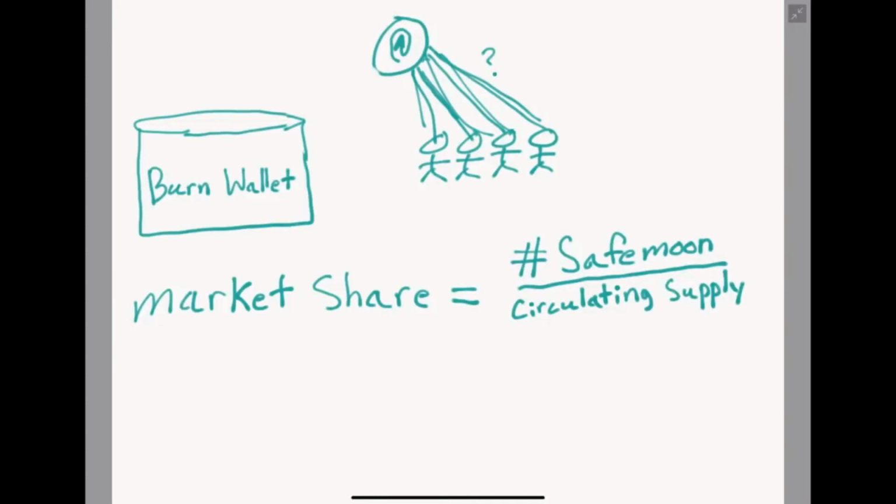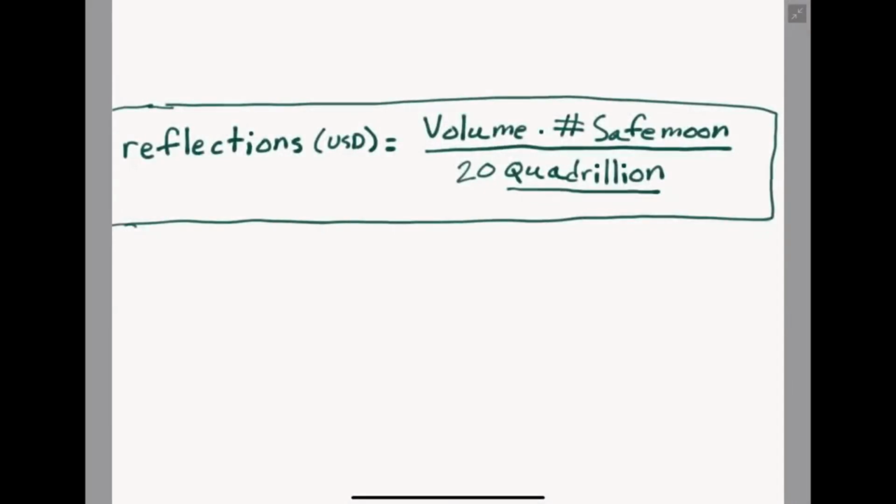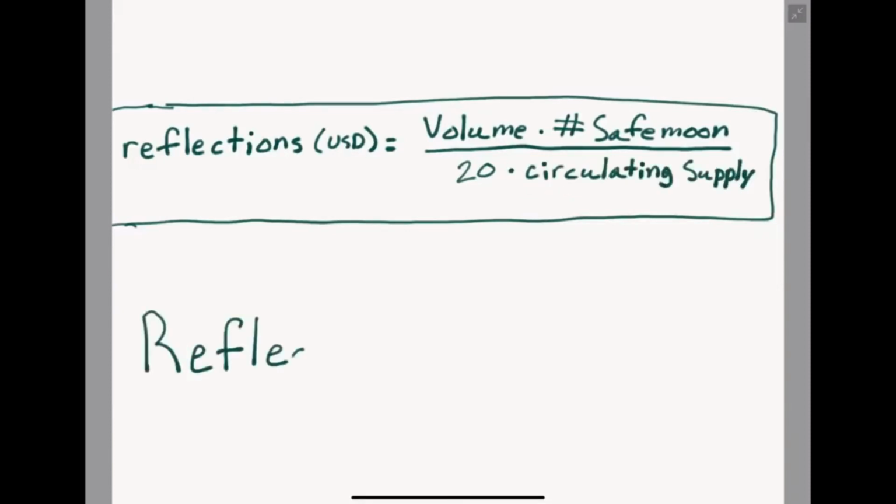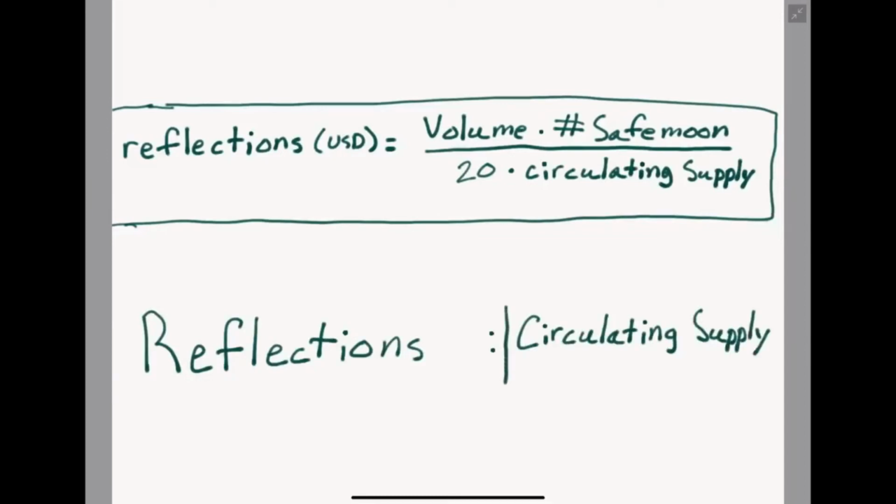Note that circulating supply, when referring to cryptocurrency, refers to the total supply in existence, in Safemoon's case, the total number of coins that have not been burned. So our new equation becomes reflections in USD is equal to the volume times the number of Safemoon you own divided by 20 times the circulating supply. At this point, I hope you guys can see the inverse relationship between reflections and circulating supply. The lower the circulating supply is capped, the larger your reflections will be if you do not sell your tokens.